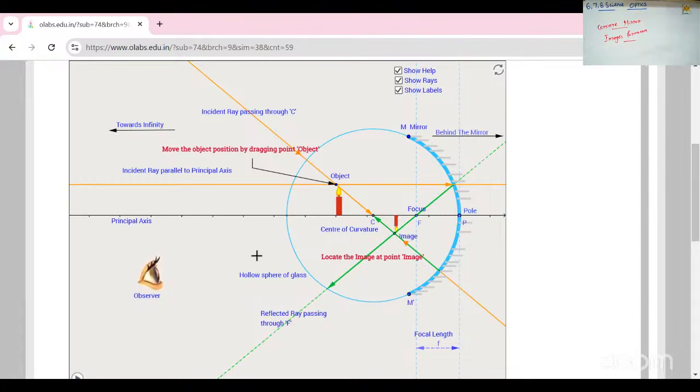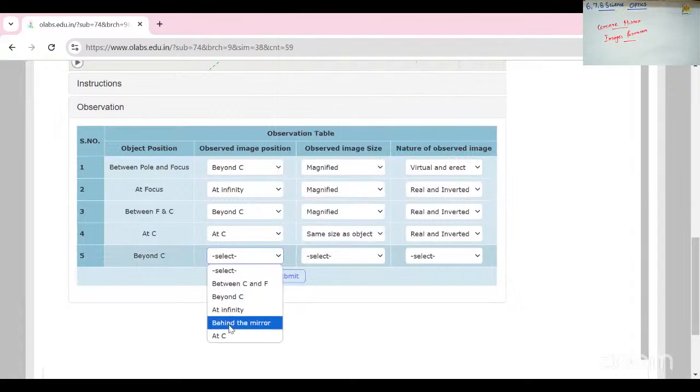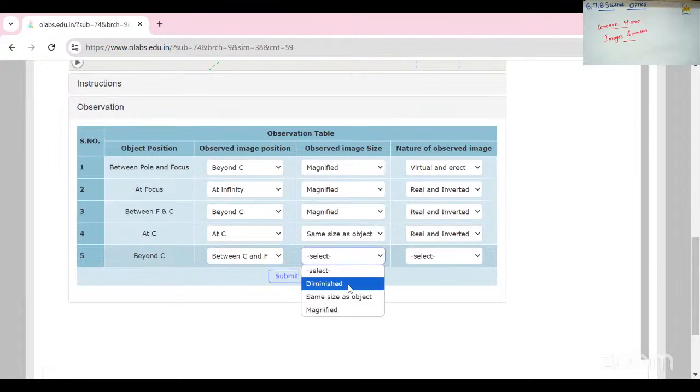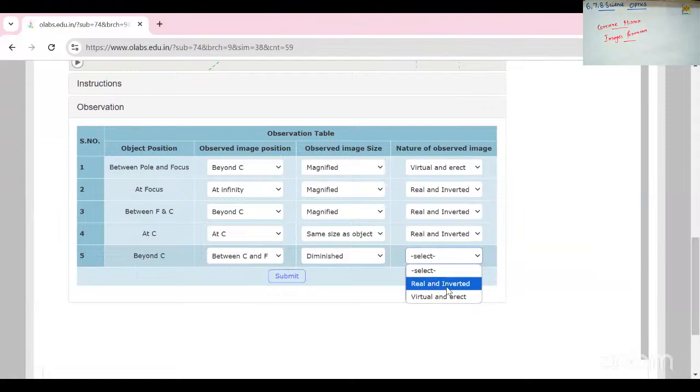Okay, so this is the answer for this position. First, where is the image formed? Between the C and F points. The image size is smaller, which is called diminished. And next, it is a real and inverted image. So these are all the right answers for this position.